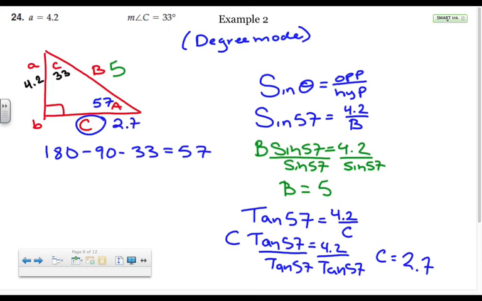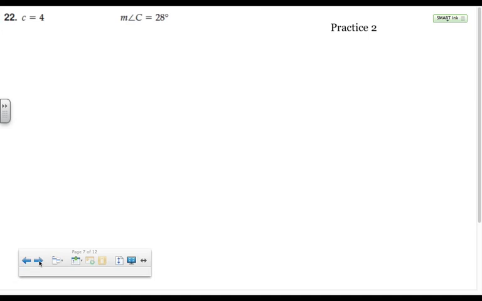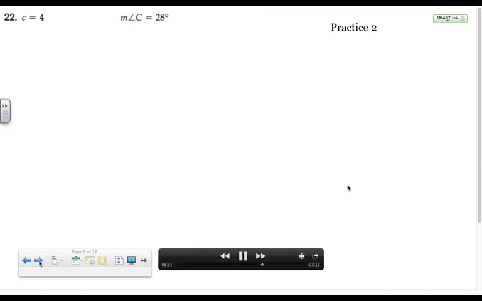All right, practice problem. Same idea, except for this time you're given little c and big C. So go ahead and pause the video, do the problem, and I'll go over the solution in just a moment.